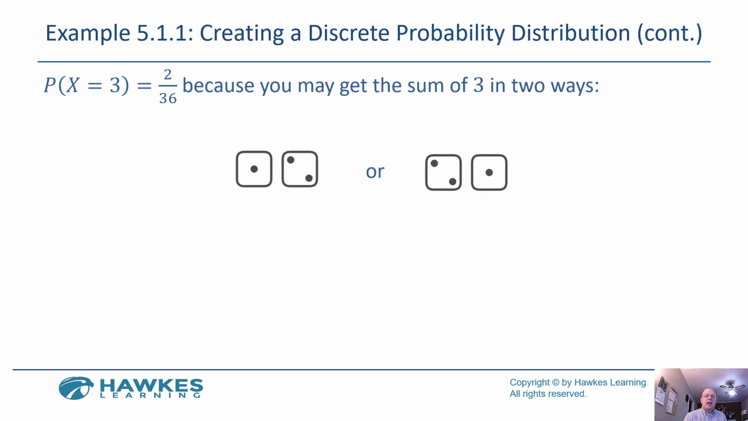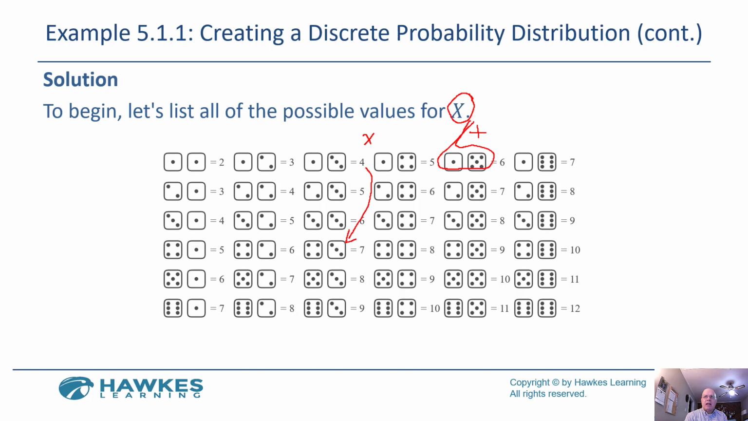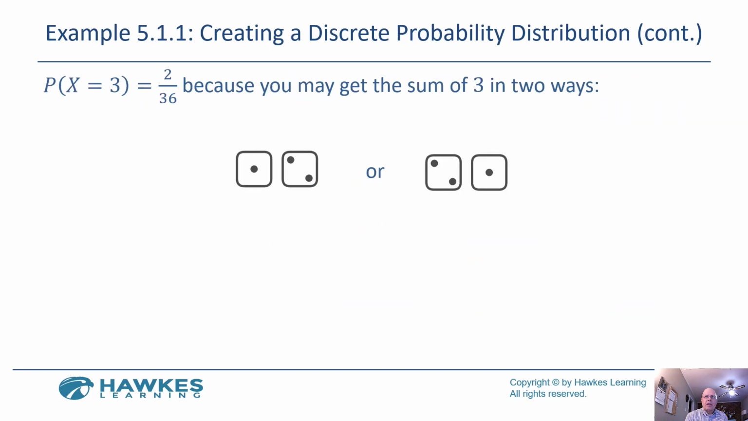Next, to get 3, go back to that list again. There are a pair of ways to get a 3. So you have the 2 on the top. 36 is the total for rolling 2 dice. And there's your probability. And usually we do one of two things with the probability. Either we reduce it, in this case to 1 over 18, or we change it to a decimal.